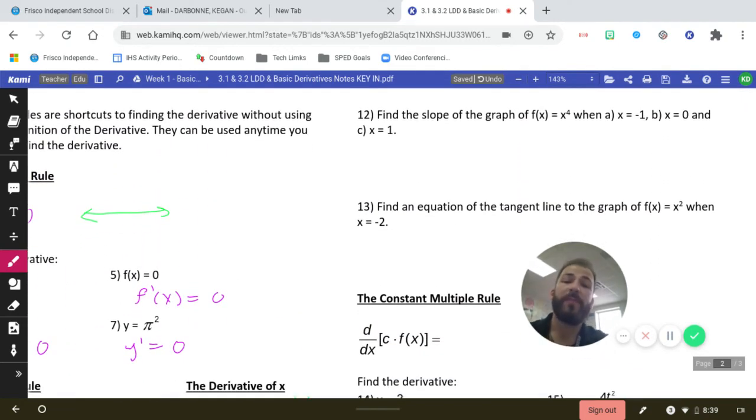Let's do a little bit more application. So 12 and 13, we're going to find the slope of our graph, and then we're going to find a tangent line. So on 12, we're going to find the slope of the graph of f of x is equal to x to the 4th when x equals negative 1, x equals 0, and x equals 1. Well, to find the slope, we need the equation that gives us the slope. The equation of slope is our derivative. So I need to find my derivative.